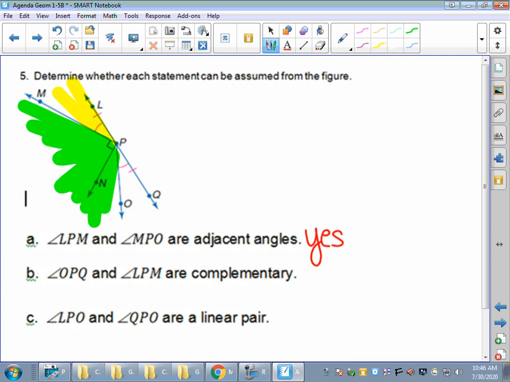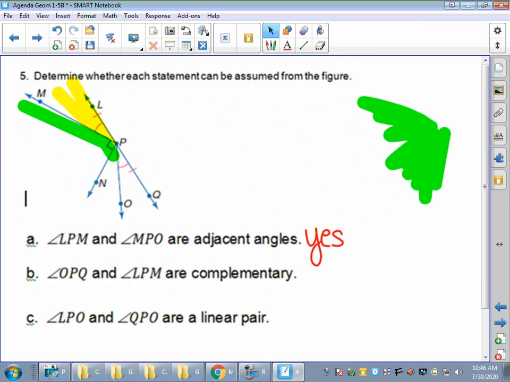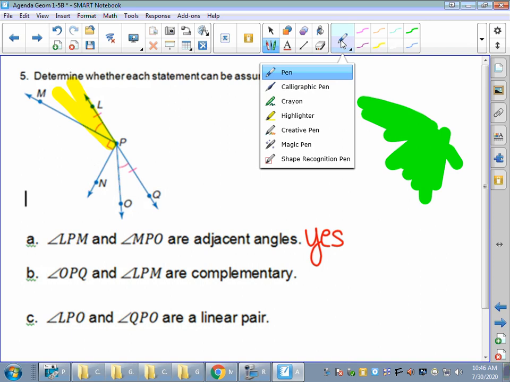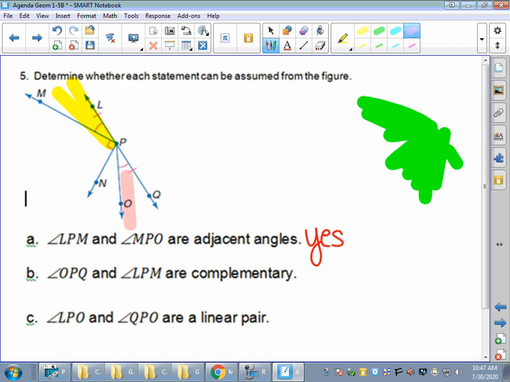That's obvious. It's happening. Then it says LPM. So I'll keep that yellow highlighting there. I'll just move this. LPM and OPQ are complementary. Do you remember what complementary means? Complementary means two angles add up to 90 degrees. Hopefully you thought that same thing. Are OPQ and LPM complementary?